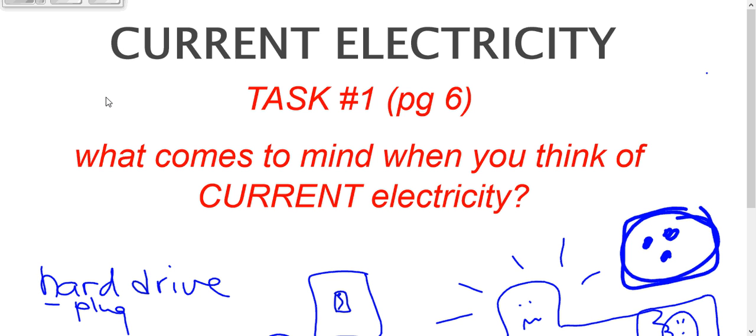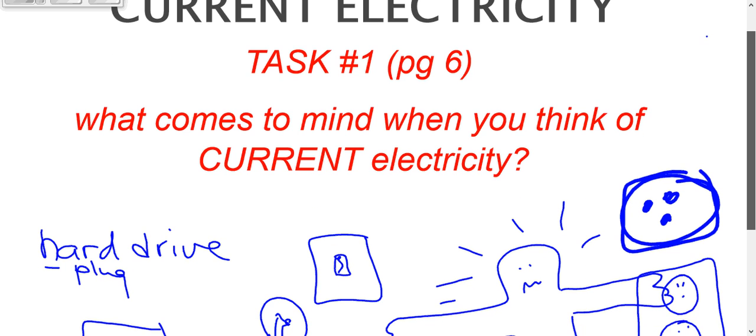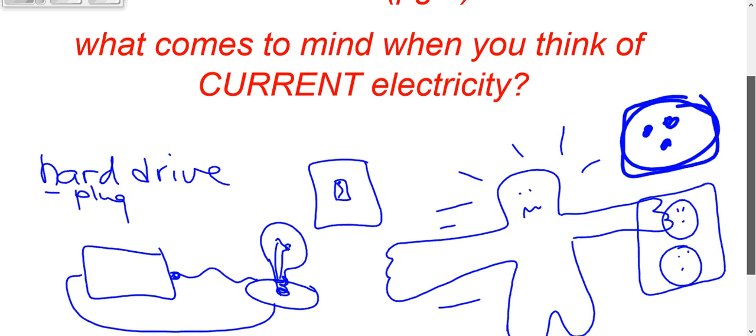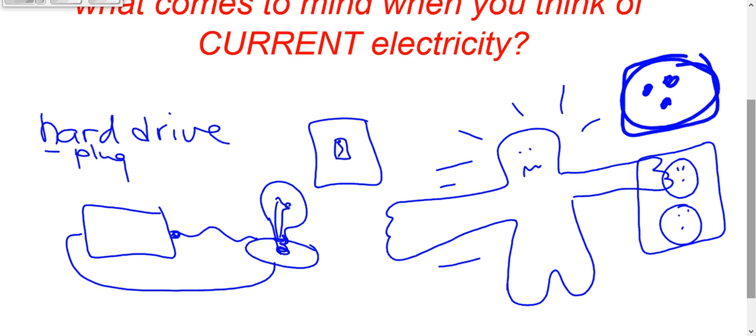So task 1 on page 6 in your book that I asked you to do yesterday asked you to draw or write anything that comes to mind when you hear the words current, electricity. So I just thought I'd take a minute and go through that. You'll have to excuse my drawings here, but these are some examples that I've had in the past.